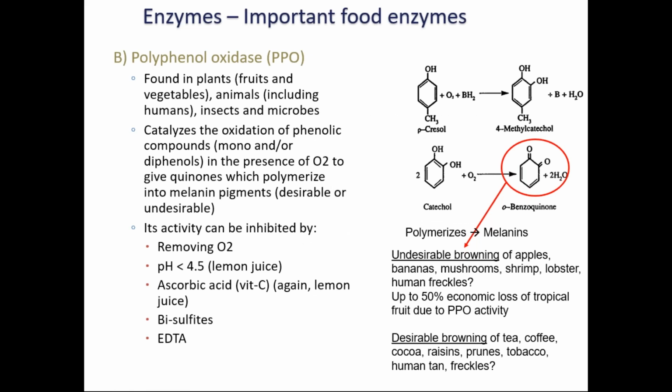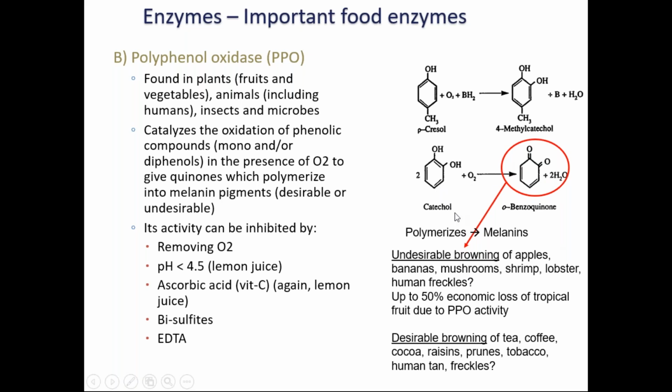A very important enzyme in the food industry is the polyphenol oxidase. This polyphenol oxidase again has the goodness as well as the badness. It is found almost universally or ubiquitously. It is found in many plants, animals, insects, microbes, etc. It catalyzes the oxidation of a monohydroxyphenol into a dihydroxyphenol, and the dihydroxyphenol or the catechol is broken down into quinones.